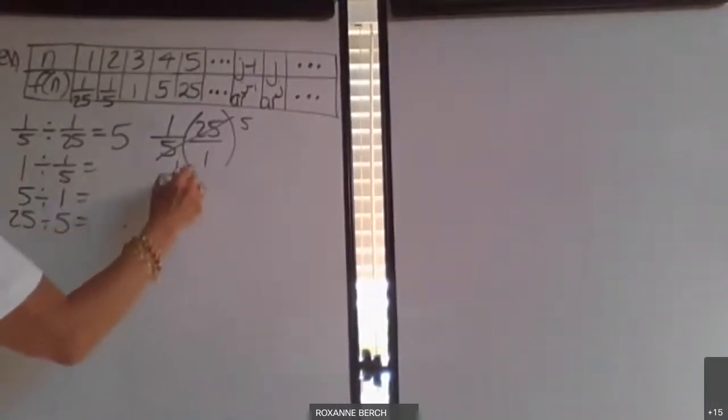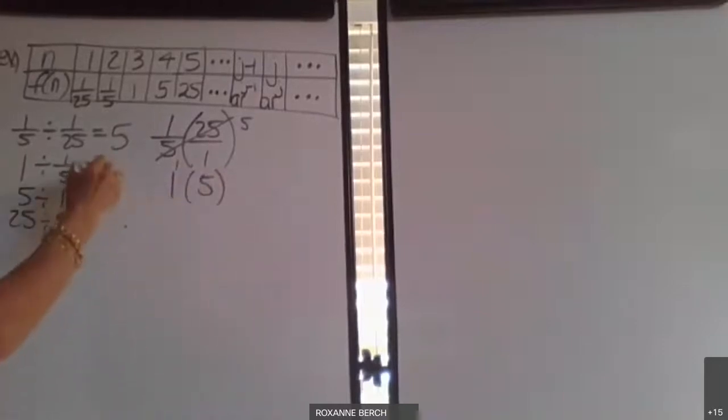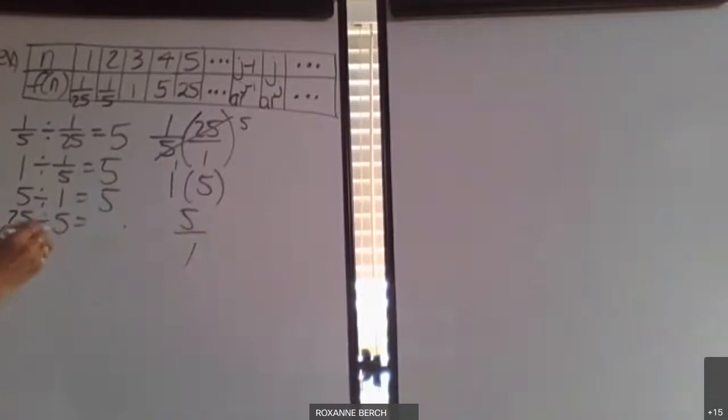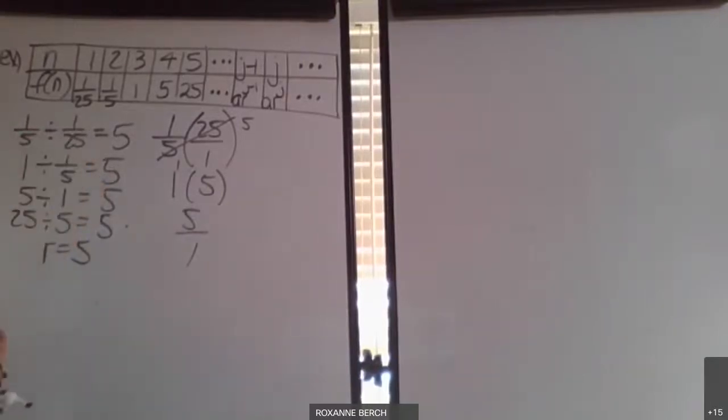So this would be 1 times the reciprocal, 5 over 1, which is 5. 5 over 1 is 5. And 5 times what is 25? 5. So your common ratio is 5. Okay, does anybody need me to do that again so you can see what I did?